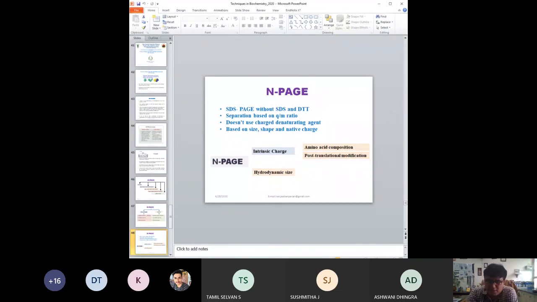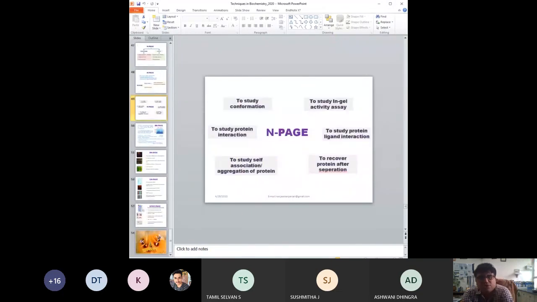This native PAGE is very popularly used, and this shows some of its uses. It is very popularly used to characterize the activity of isoenzymes on the gel, or different types of isoenzyme of a particular enzyme. All those characteristics you can do easily on the gel. This normal native PAGE is also preferred to study the conformation of the protein. What type of conformation a protein has, you can easily track by running it on a native PAGE gel.